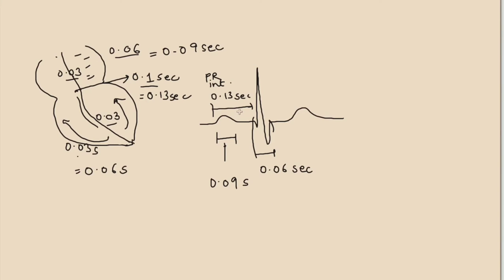Now to calculate the PR segment, you just subtract the P wave from the PR interval and you will get the duration of the PR segment, that is 0.04 second.